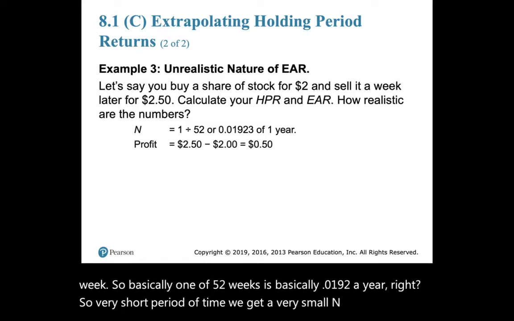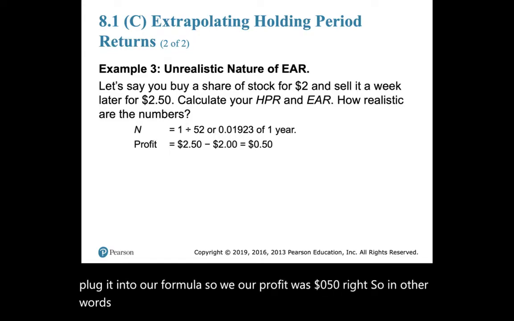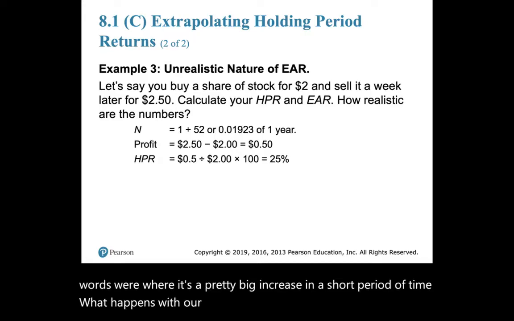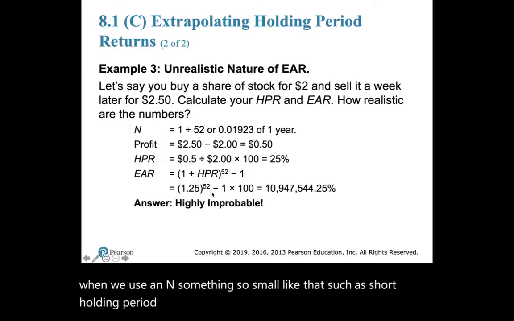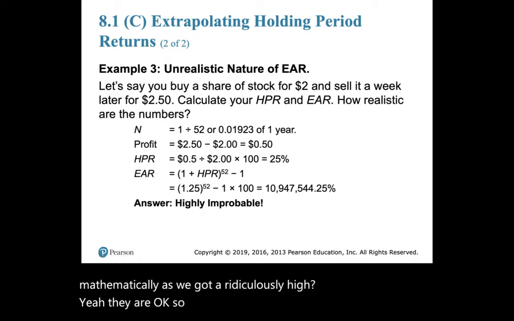So when we actually plug it into our formula, we know our profit was 50 cents, right? So in other words, it's a pretty big increase in a short period of time. But what happens with our holding period rate? So 25%, that's fine. But when we use an N something so small like that, such a short holding period, what happens mathematically is we get a ridiculously high AR. Okay. So again, what's happening here? Why is this unlikely? Why does it look ridiculous?